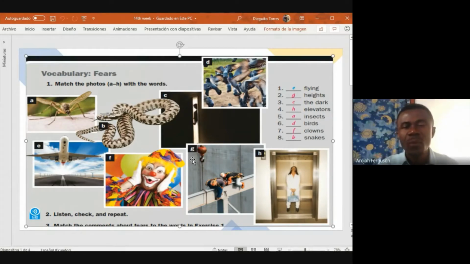So here we are for the vocabularies. We have the elevator, we have heights, we have the dark, we have birds, we have insects, flying, and clowns. Let me talk a little about clowns. Clowns, I think, have a double-faced description here.